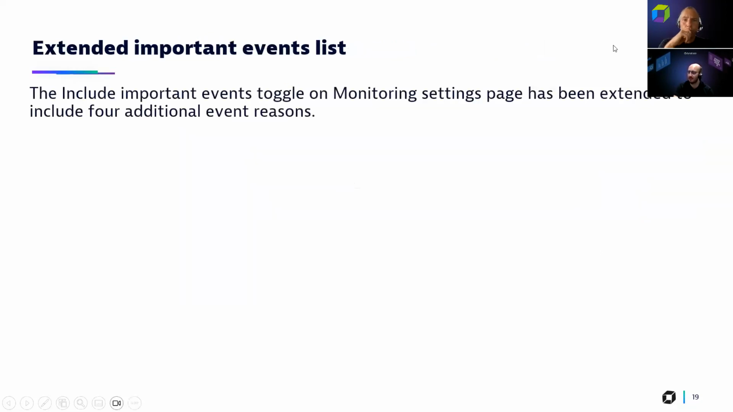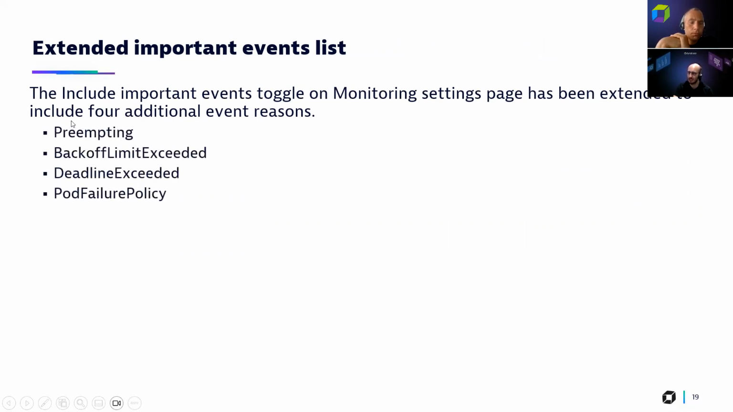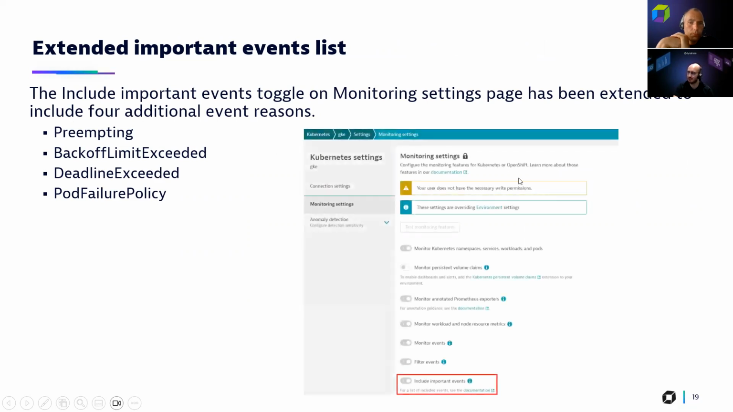The next one is that we include important events toggles on the monitoring settings page, and it's now extended to include 4 additional event reasons. You can see these events, and you can, of course, enable this toggle from your cluster settings, as you see on the screenshots.